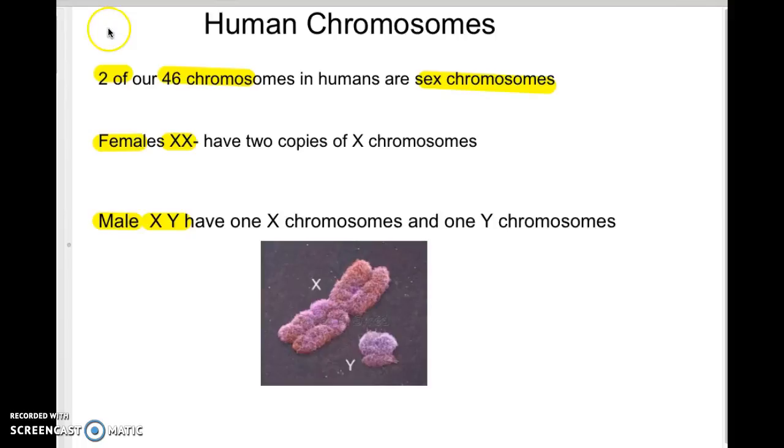So first of all, we need to remember that in human chromosomes, we have sex chromosomes to determine if we're male or female. And so 2 of those 46 is what actually determines our gender. So females would have 2 X chromosomes, and a male would have an X and a Y chromosome. And here's a picture of the difference in size.